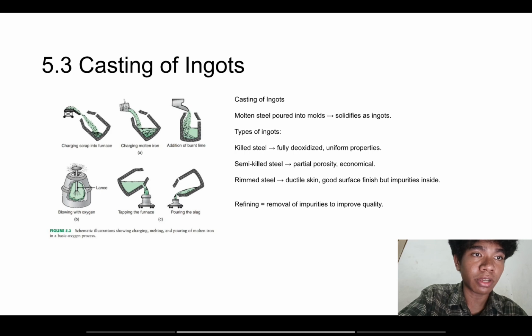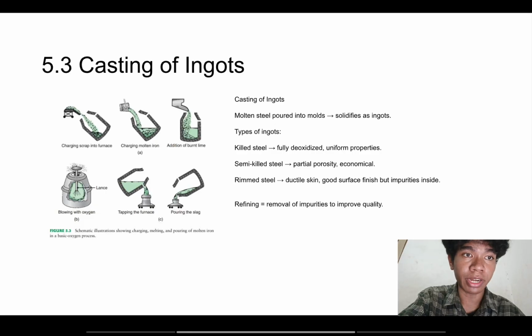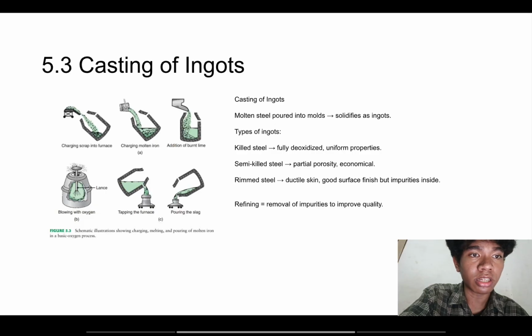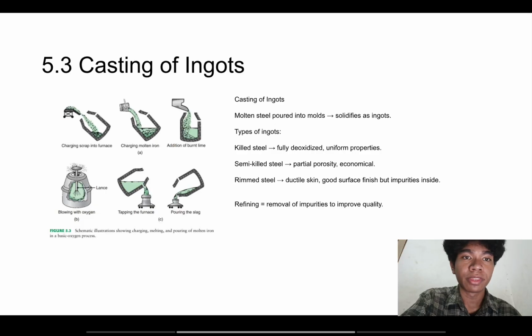There are types of ingots: killed steel, fully deoxidized with uniform properties; semi-killed steel, with partial porosity and economical; and rimmed steel, with a ductile skin and good surface finish but impurities inside. Refining is to remove impurities and improve quality. Killed steel is fully deoxidized, meaning the oxygen is removed to eliminate porosity.